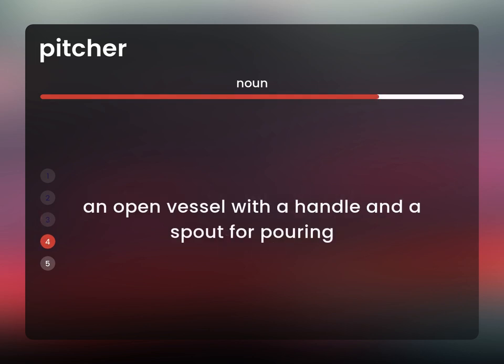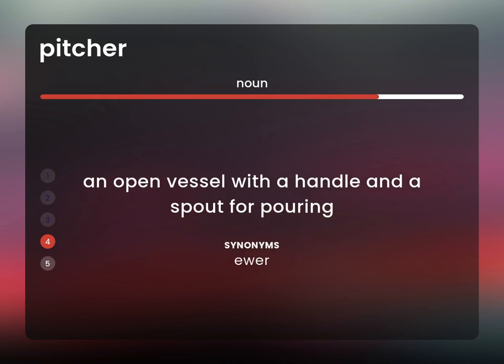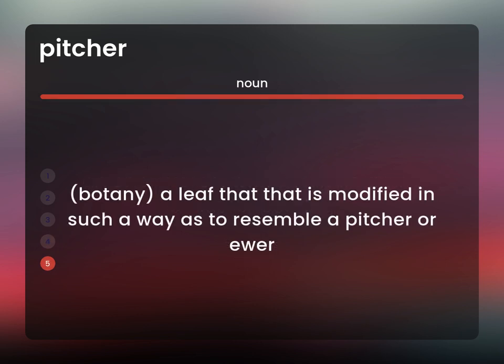An open vessel with a handle and a spout for pouring. Ewer. Botany. A leaf that is modified in such a way as to resemble a pitcher or ewer.